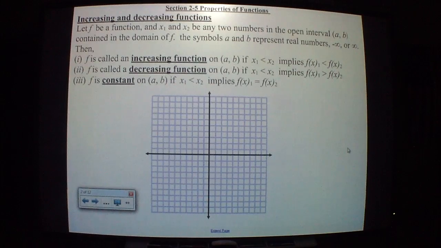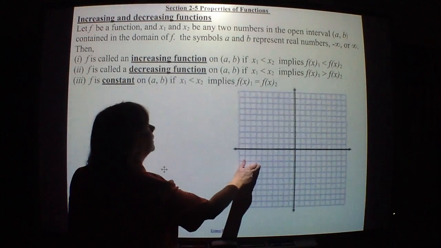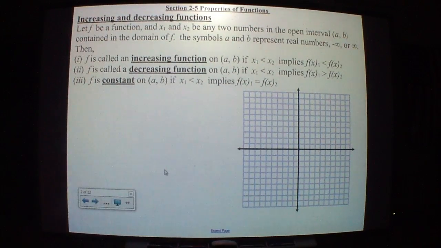The definition: we're going to let f be a function. x sub 1 and x sub 2 are any two numbers in the open interval from a to b contained in the domain of f. The symbols a and b will represent real numbers that are negative infinity to positive infinity. f is an increasing function on the interval a to b if x sub 1 is less than x sub 2 implies that f of x sub 1 is less than f of x sub 2.